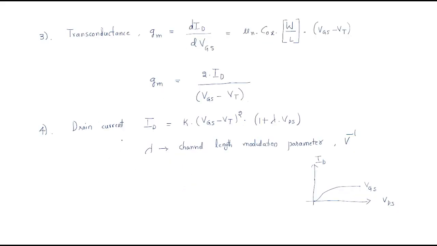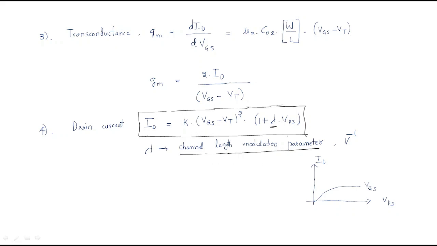Next, drain current has another formula: ID equals K into VGS minus VT squared, with one more factor, 1 plus del into VDS. This is also an important formula, very useful in doing problems. What is del? Del is known as the channel length modulation parameter. That means the channel length modulation parameter also decides the drain current. How? It is multiplied with VDS, and this gives the drain current. The unit of the channel length modulation parameter is voltage inverse. This is also an important formula.